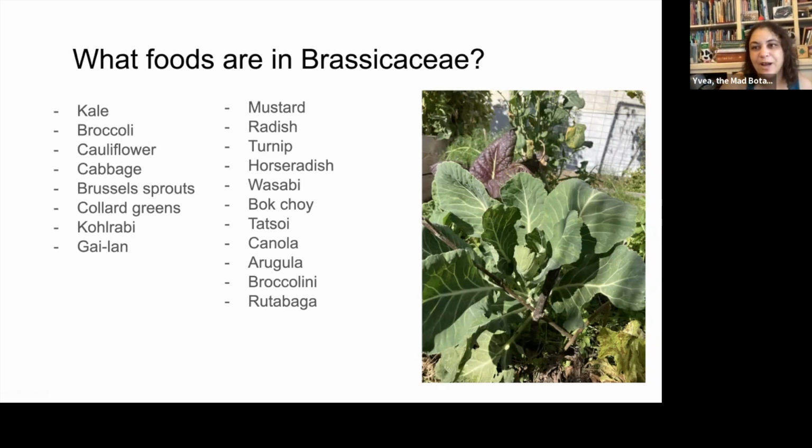So that's part of why I wanted to go over the different parts of the plants that we eat, because we have so many. And then over here, we have mustard, radish, turnip, horseradish, wasabi, bok choy, tatsoi, canola oil, arugula, broccolini, rutabaga, and I know I've missed a few. Yep. And I see Rebecca also answered that they were flower buds.